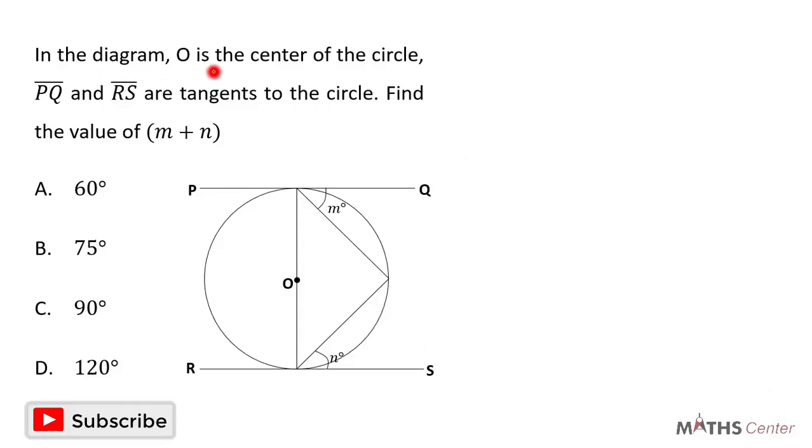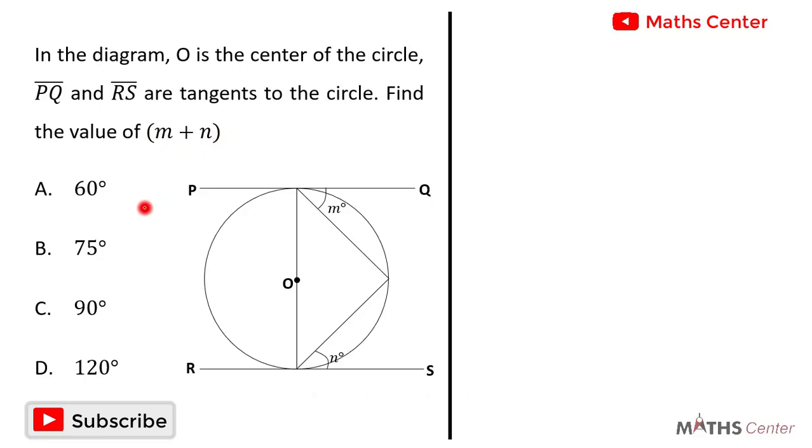In the diagram, O is the center of the circle. The line PQ and line RS are tangents to the circle. Find the value of M plus N. This is a multiple choice question, and so we will solve the question, and after that we will pick the correct option. Let's call this point A, this point B, and this point C.